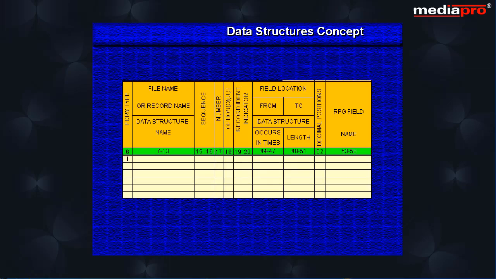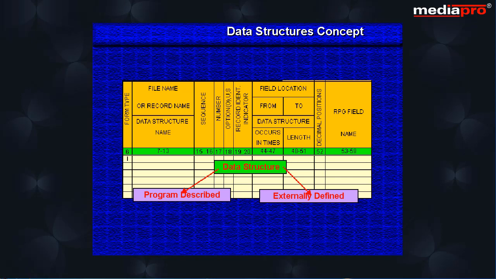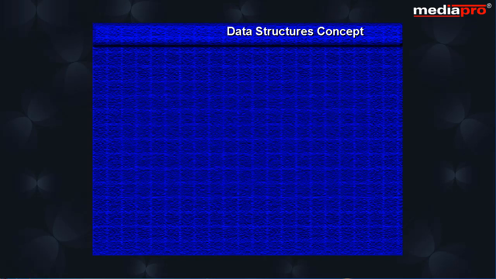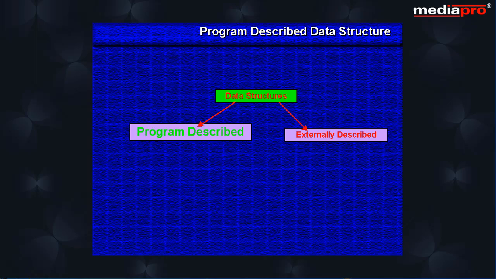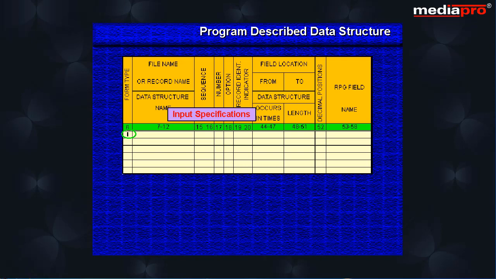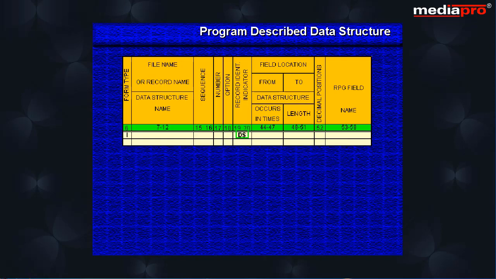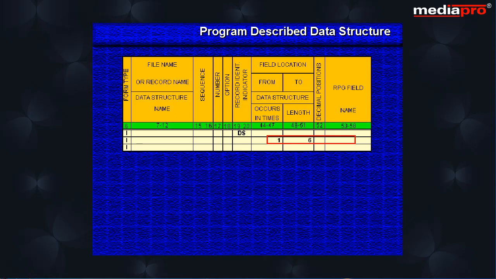Let us look at how to define data structures in our program. Data structures can be defined either within the program or externally. We will first look at program-described data structures. Data structures are defined on the input specifications. We code DS in positions 19, 20 to identify the beginning of the data structure definition. On the lines immediately following the DS entry, we code the subfields in the data structure.